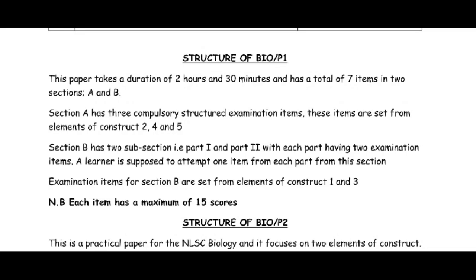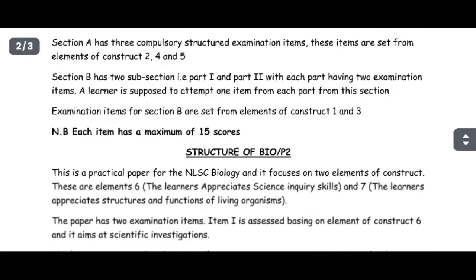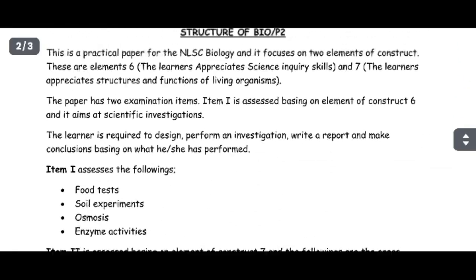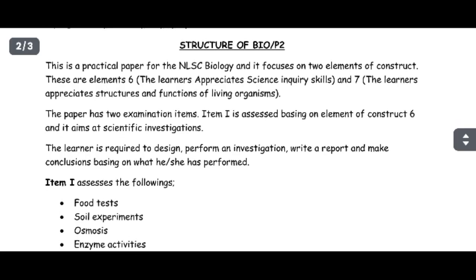Section B has 2 subsections, part 1 and part 2, with each part having 2 examination items. A learner is supposed to attempt 1 item from each part of this section. Examination items for section B are set from elements of construct 1 and 3. Each item has a maximum of 15 scores. So we look also at the structure of biology paper 2.